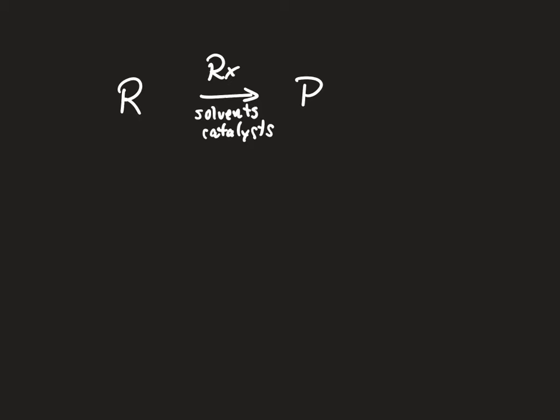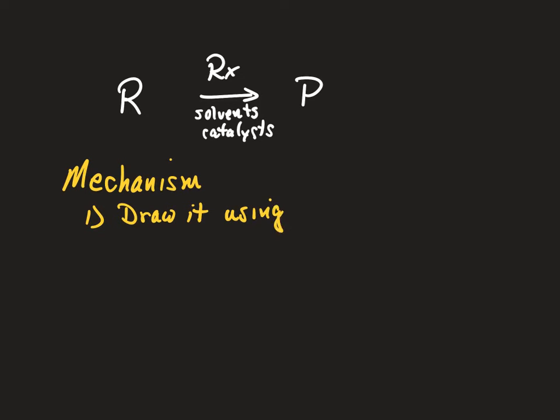Now, along with that, you need to learn the mechanism of the reaction. And you need to learn it two ways. One, you need to be able to draw it using the proper arrow notation. Okay? So you should practice drawing out the mechanism.